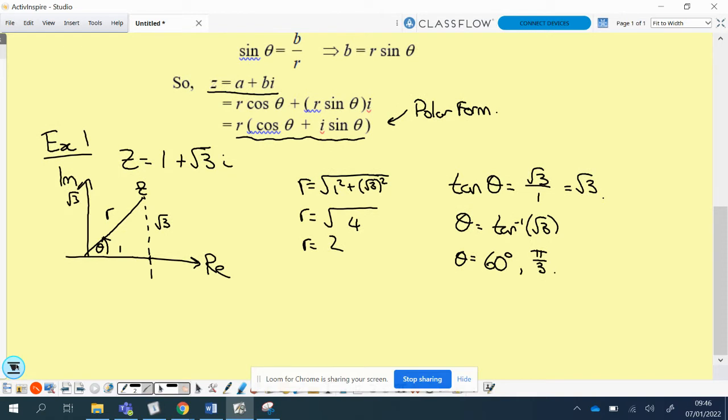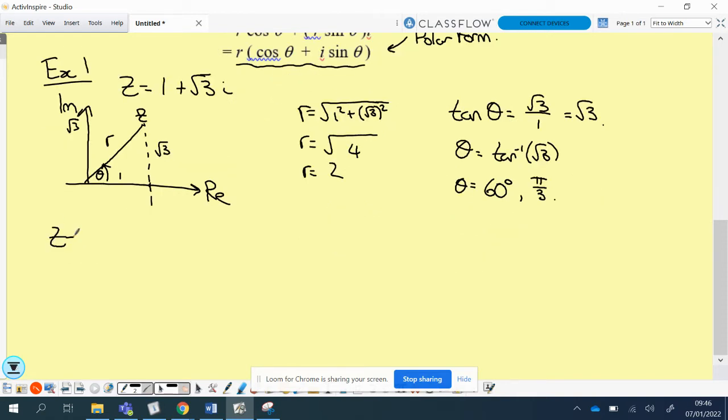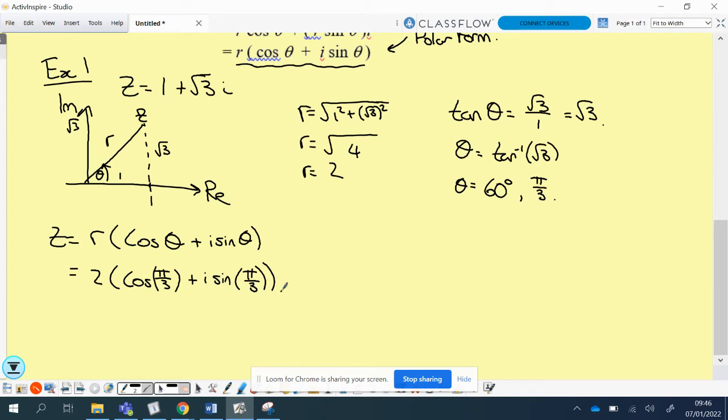So writing this in polar form, we know z is r bracket cos theta plus i sin theta. So putting in our values, r was 2, so we've got cos pi over 3 plus i sin of pi over 3. And that's how we've got our values there.